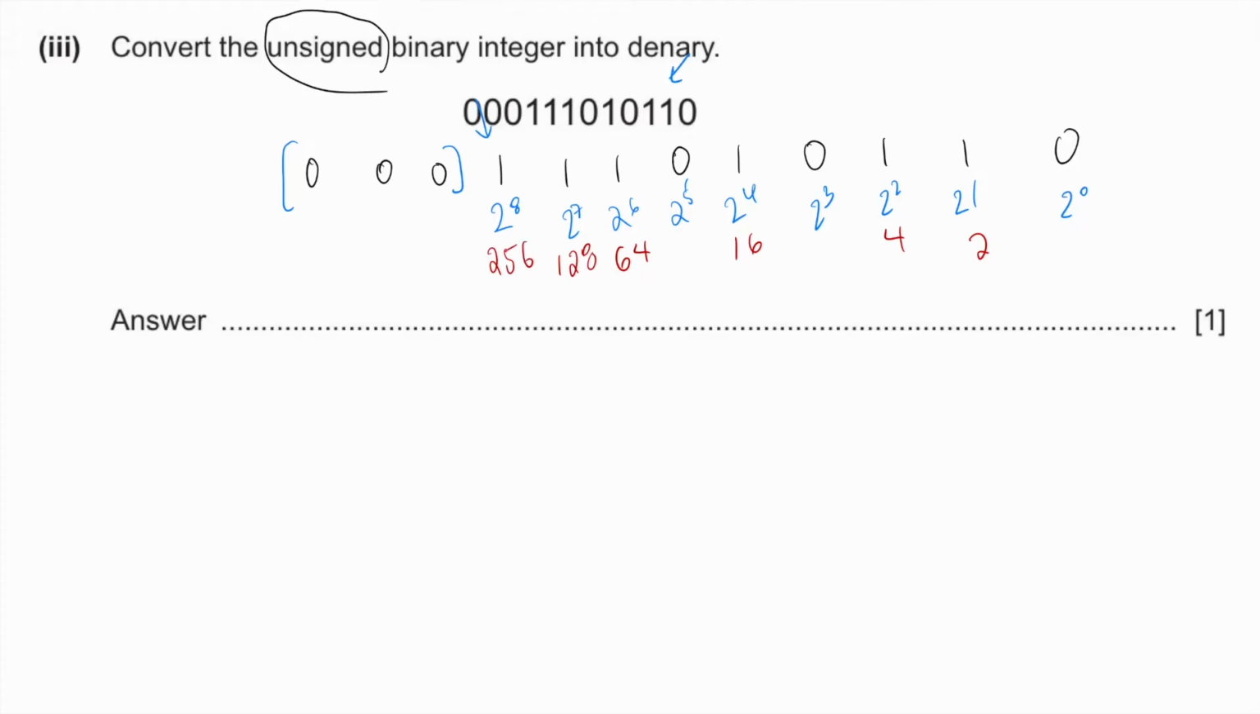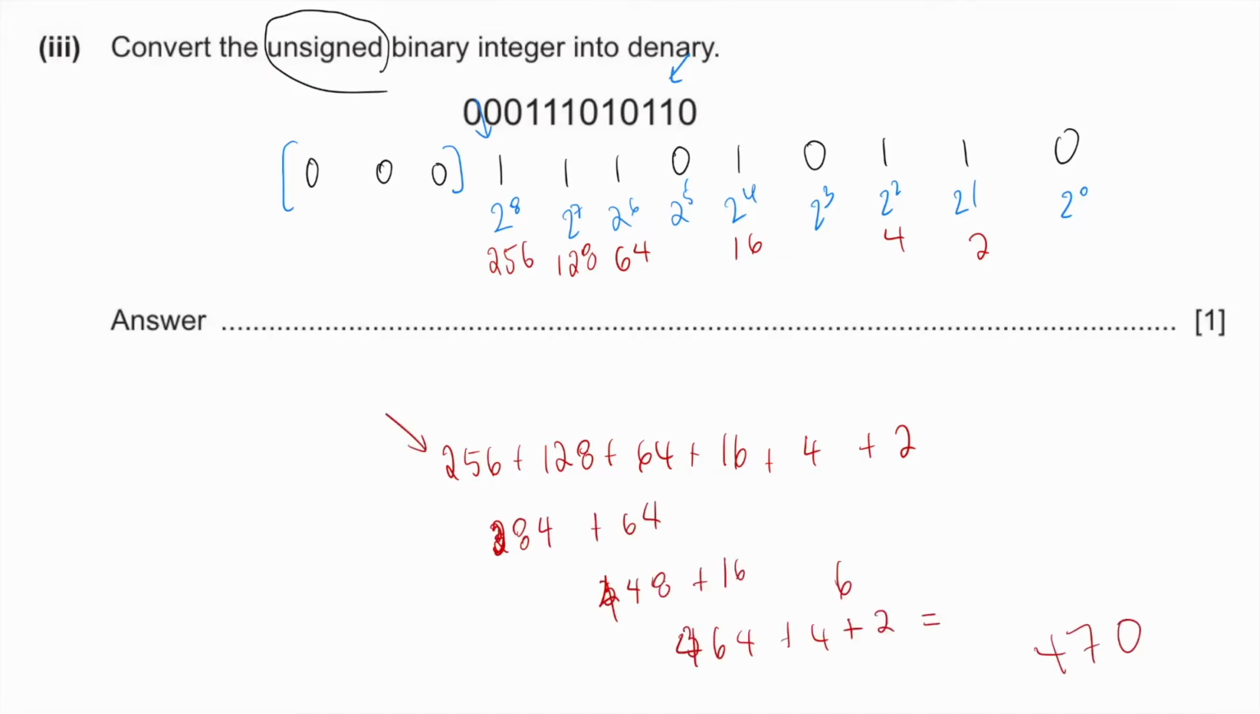So let me just make sure. Okay, cool. So that means to get our value, we can do 256 plus 128 plus 64 plus 16 plus 4 plus 2. So, okay, 256 plus 128 is gonna be 384. Anyways, so the answer is gonna be 470, right?